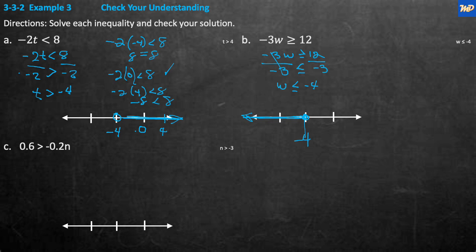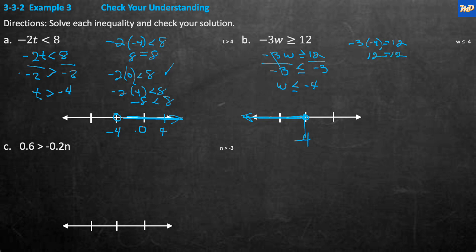So now let's check it. What do we do to check it? First of all, we're going to put in equals, right? So if I put in negative 3 times negative 4, does that equal 12? The answer is 4 times 3 is 12. Negative times negative is positive. So yes, 12 equals 12.